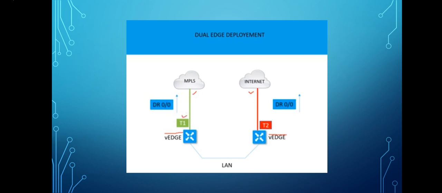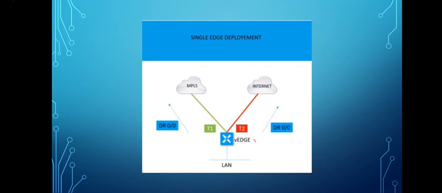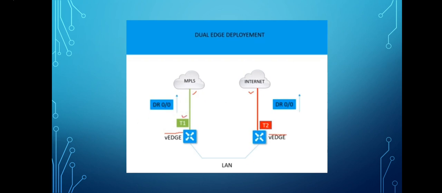And if you've got two different vEdges and two different links, the scenario is going to be a bit different, of course. The local LAN connectivity will be the same. I mean, there will be connectivity between the vEdges at the LAN side. From MPLS, you'll be having one connection to vEdge 1, and from the internet, you'll be having one connection to vEdge 2, which will be terminating in T2.